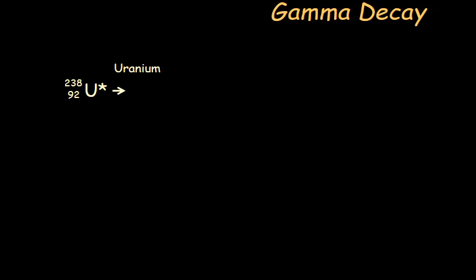All right, how about gamma decay? If we write out the equation, we have a little star here to represent an excited uranium nucleus. What ends up happening is you just write out uranium. Nothing changes with the nucleus except that it goes down in energy and shoots out a gamma ray. And we see that here.